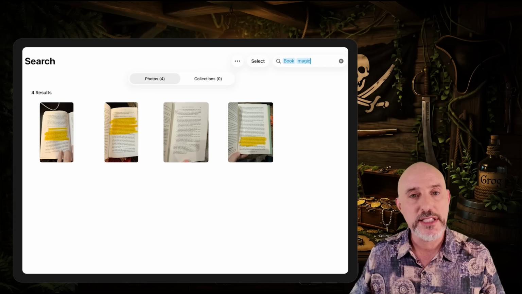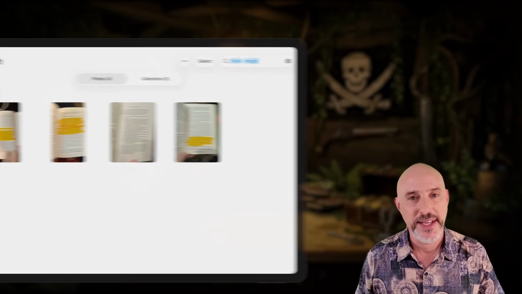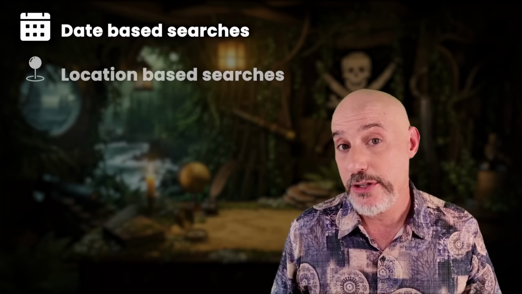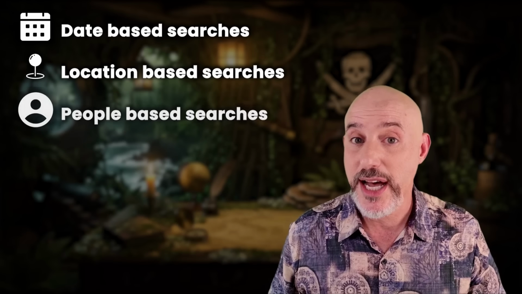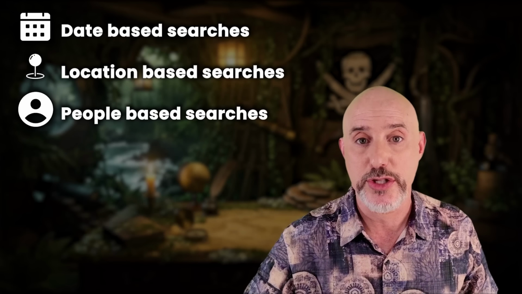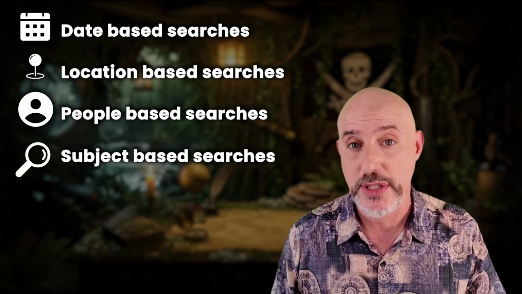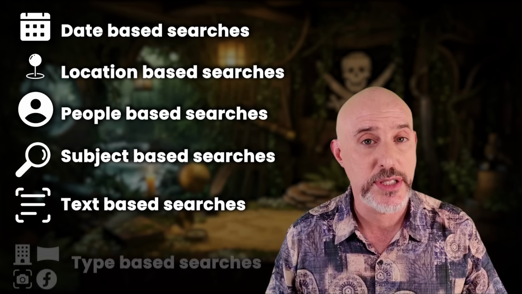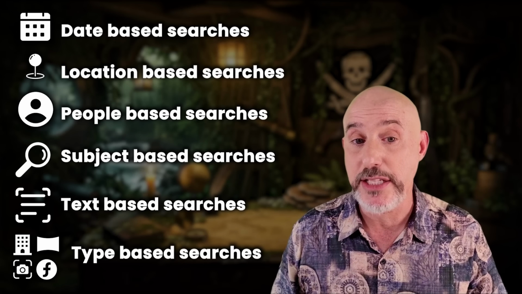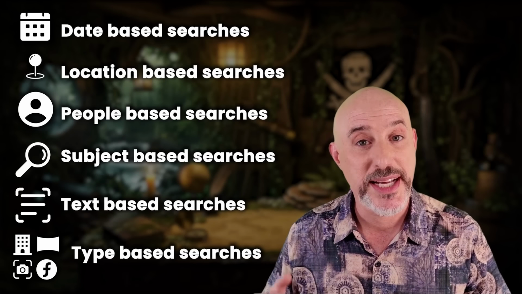So here's a list of all the major icons that you can find within the search tool. Here's the calendar icon for date-based searches. Here's the pin icon for location-based searches. Here's the contact icon for people-based searches, and the magnifying glass for subject-based searches. Here's the brackets with the lines inside for the text-based searches. And here are a couple of the type-based searches like restaurants, bars, panoramas, and videos.